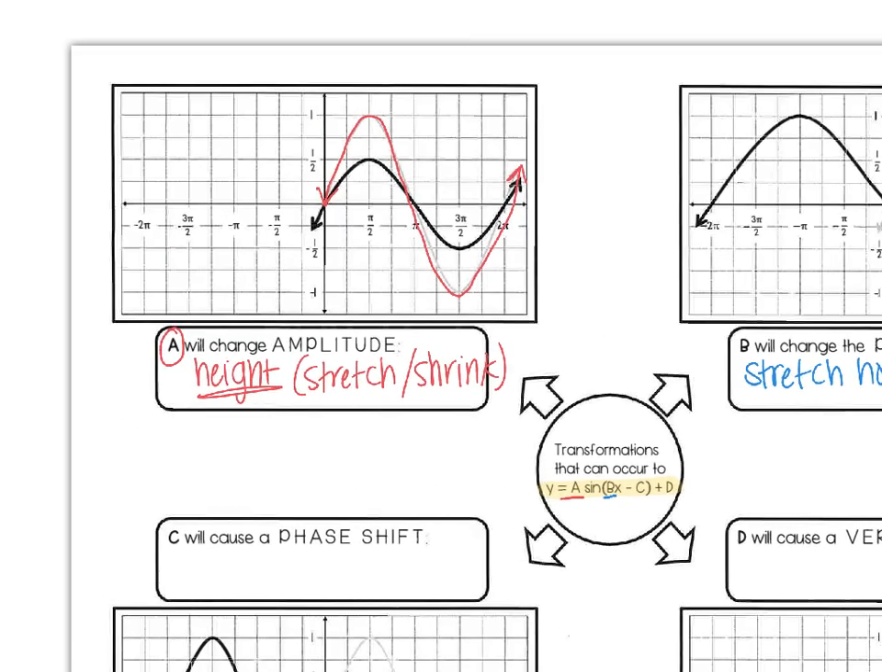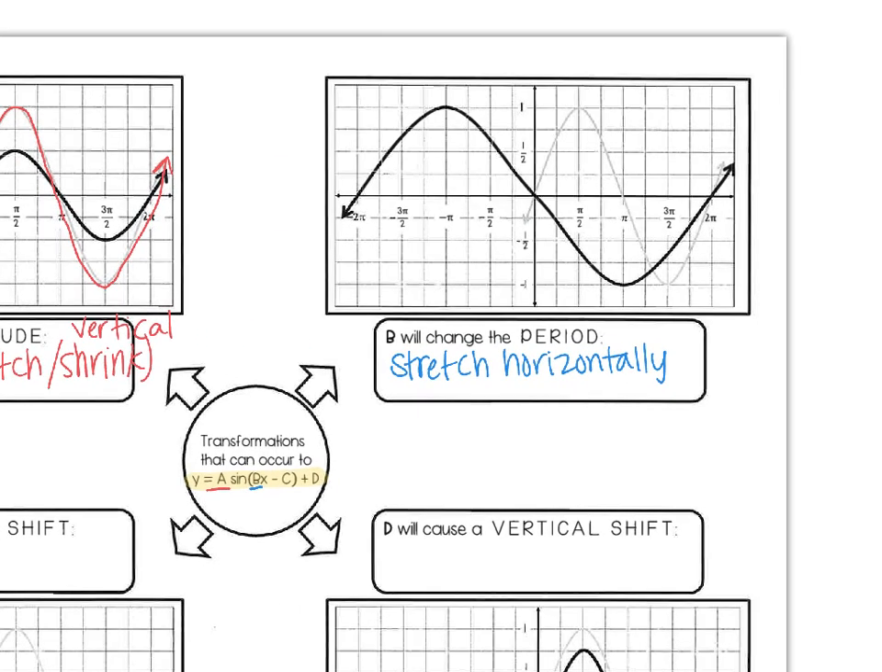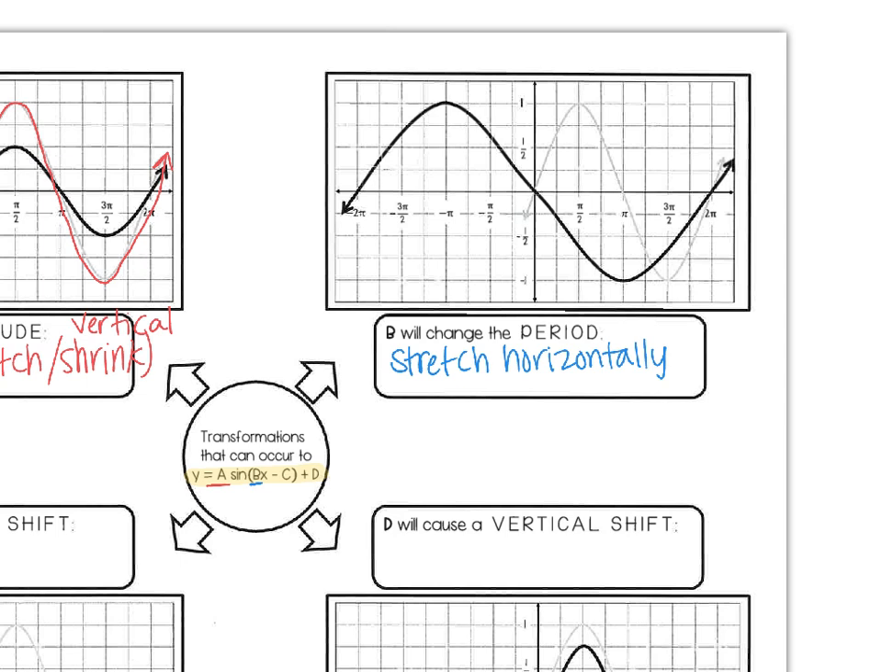So if I clarify here, this is a vertical. The amplitude is a vertical stretch and shrink. This pulls it up or down, taller or shorter, and then B will stretch it wider, changing the period wider or pushing the period together smaller.